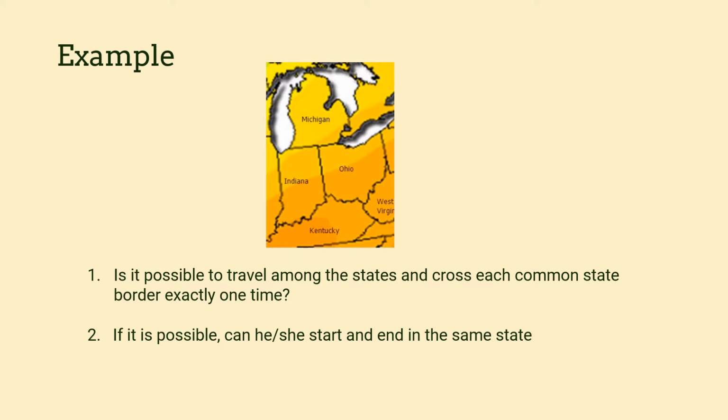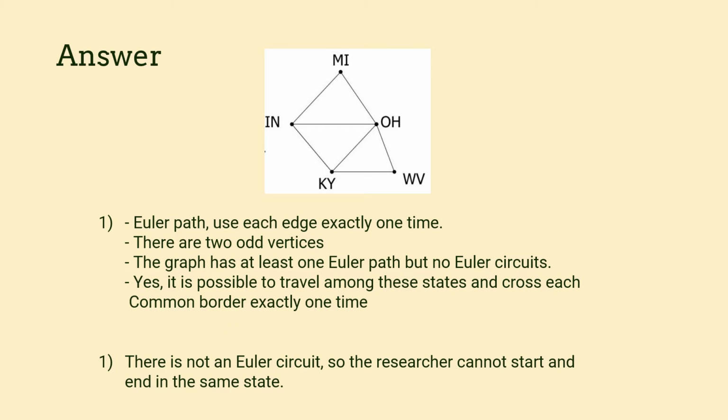For the next example, we can see through a map. So a question is, is it possible to travel among the states and cross each common state border exactly one time? Second is, is it possible, can he or she start and end in the same state? So, to make it easy for the answers, we create a multigraph. You can see this is exactly through a map. So the answer is Euler path. Use each edge exactly one time.